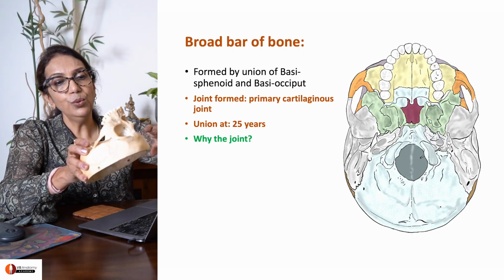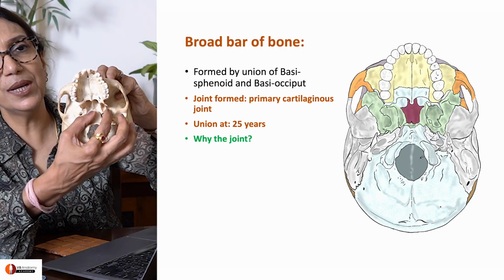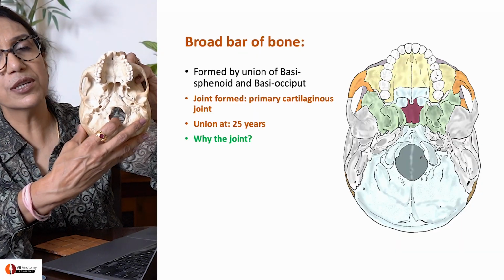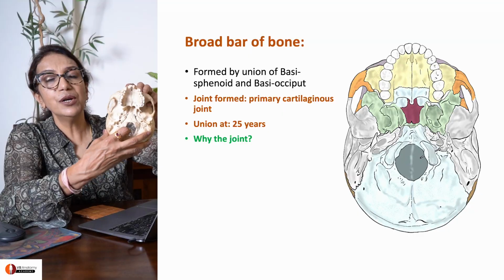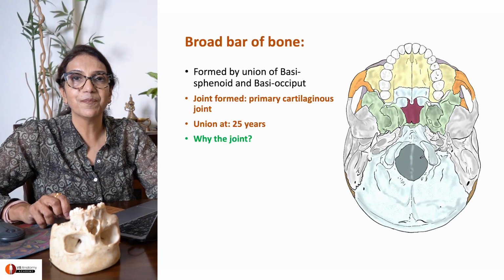Okay, so this broad bar of bone actually is a joint between the sphenoid bone anteriorly and the occipital bone posteriorly. But you must be wondering, ma'am, I can't see a joint. There is no joint there.